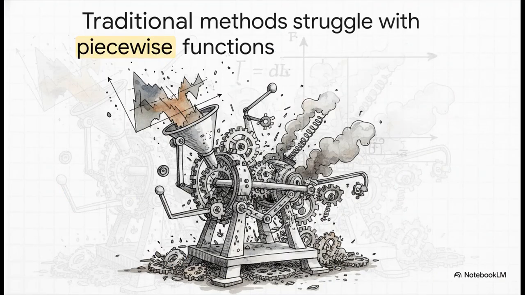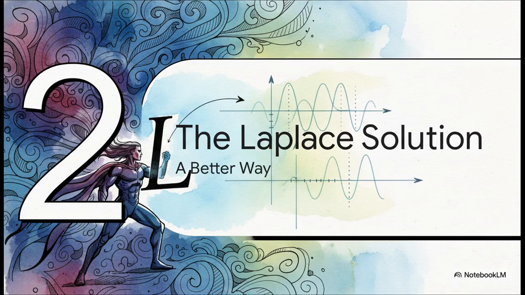And this is especially true when things start to get complicated. I'm talking about messy forcing functions, or even worse, piecewise functions, which, if you're in engineering or physics, you know are everywhere. With those, the traditional methods can really start to fall apart. We just need a better tool for the job. And that tool, our absolute hero for today, is the Laplace transform. Seriously, for these kinds of initial value problems, it is a total game changer.